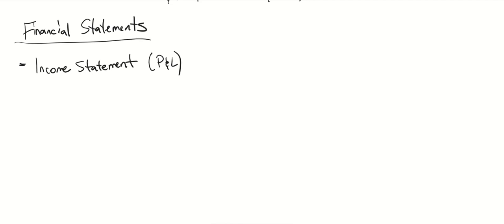What does the P&L look like? How does the P&L look? What's the bottom line on the P&L, et cetera, et cetera. Okay, so income statement, P&L. P&L stands for profit and loss. And within this statement, the type of accounts that are shown are your revenue accounts and your expense accounts.